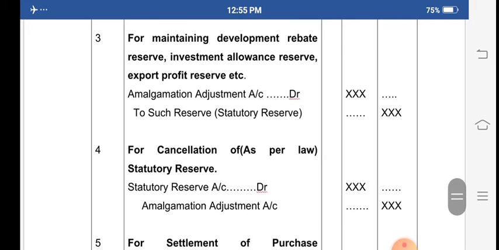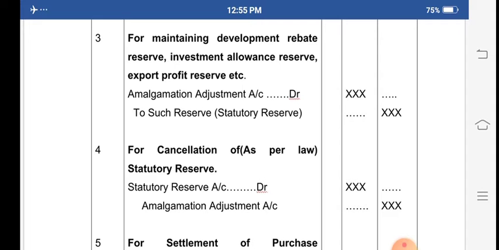Now see entry number 3, for maintaining development rebate reserve, investment allowance reserve, export profit reserve, etc. For this purpose, how to pass the journal entries: amalgamation adjustment account debit, to such reserve or statutory reserve account credit. Like this we have to pass the journal entries for maintaining development rebate reserve, investment allowance reserve, and the export profit reserve.